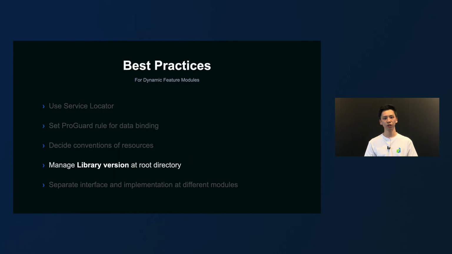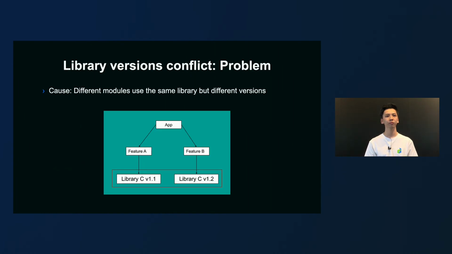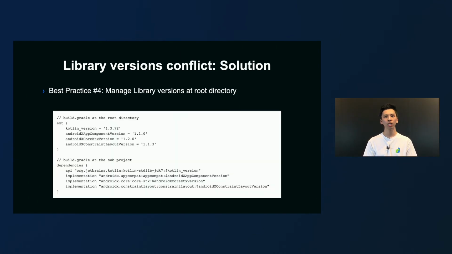Next, I'm going to talk about the library version issue. In a multi-module application, we sometimes share the same library in different features. It's quite common that we will have different library version configurations, and this could lead to some compilation errors because some feature might use some function which only exists in the old library. To resolve this library version conflict, we should manage all the library versions at the root directory, like in the picture.